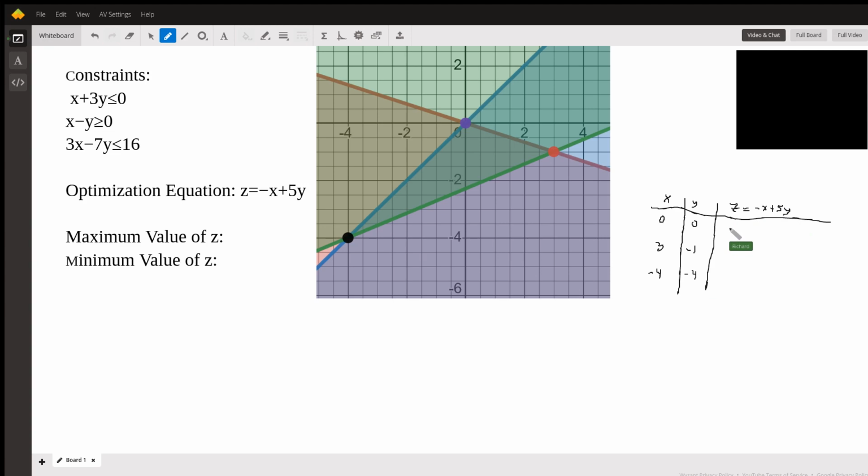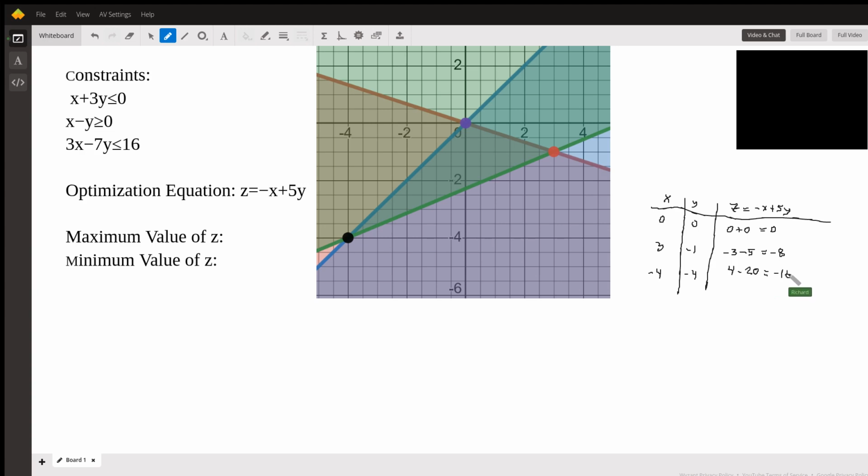So for 0, 0, it's going to be 0 plus 0 equals 0. For 3, negative 1, it's going to be negative 3 minus 5, which would be equal to negative 8. And for negative 4, negative 4, it's going to be 4 minus 20, which would be negative 16.